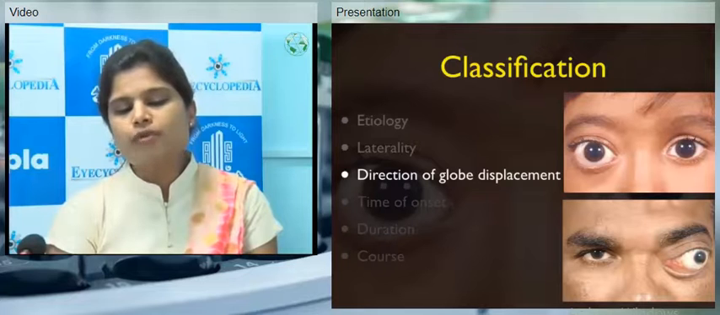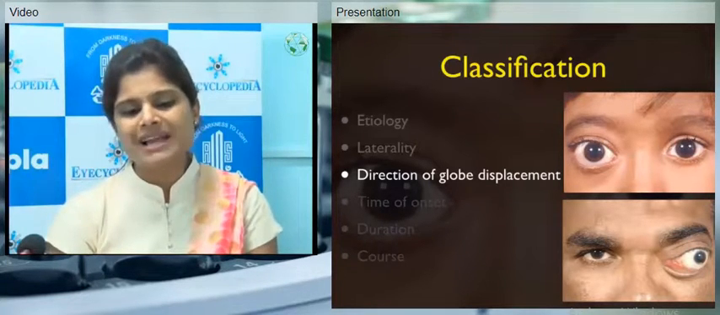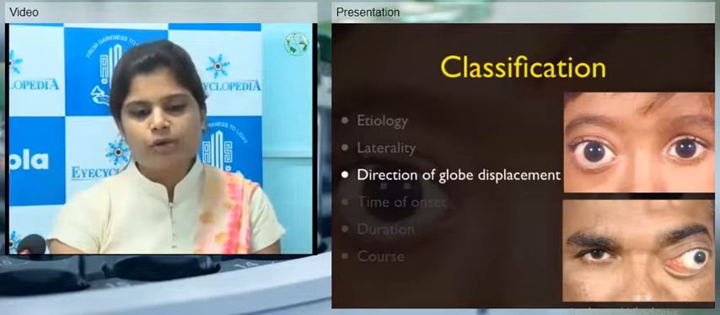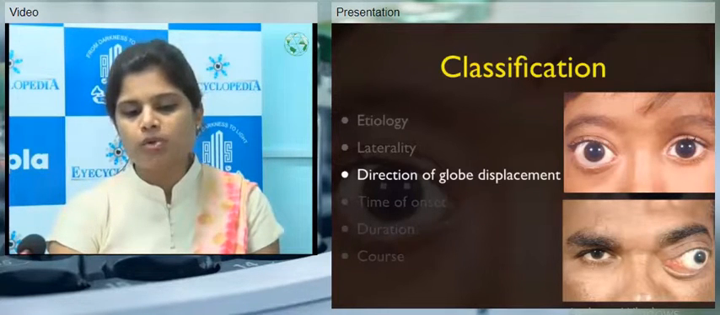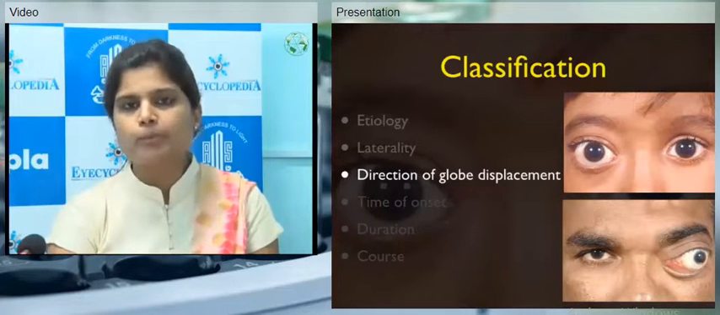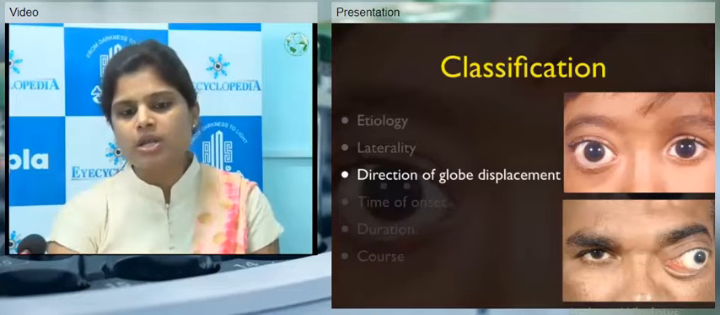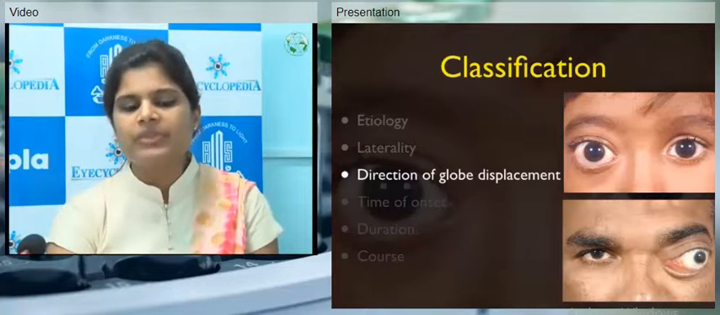The common ones for the superotemporal quadrant are the lacrimal gland tumors, because the lacrimal gland is obviously located in the superotemporal quadrant. So if there is any tumor sitting in the superotemporal quadrant, then the globe will be pushed down and inwards. That gives us a clue that it is in the lacrimal gland area.